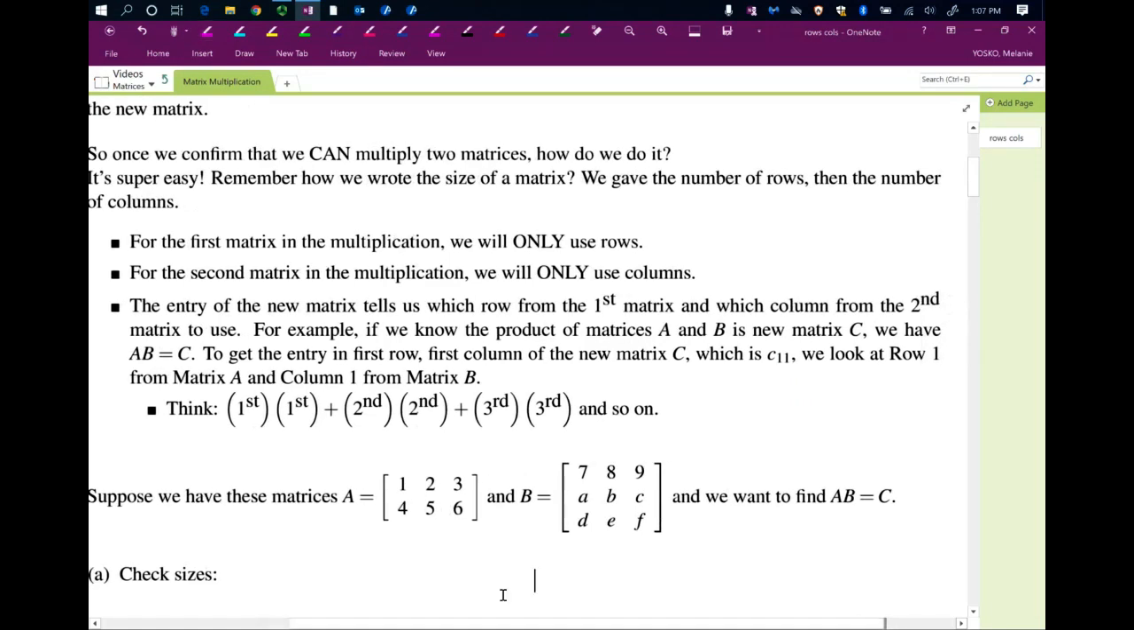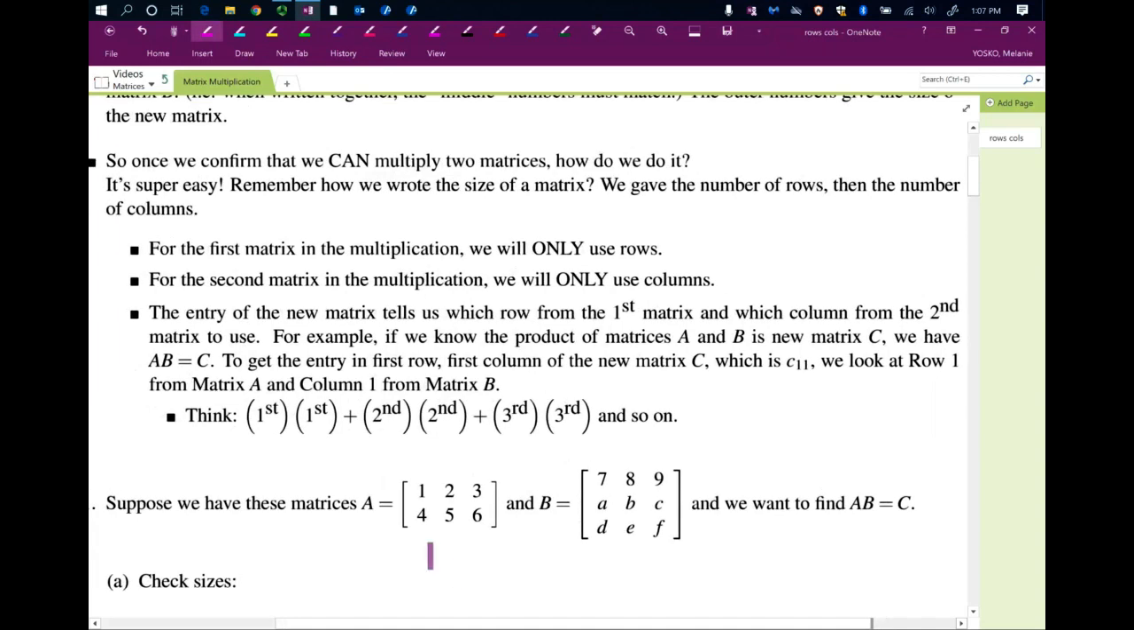So let's try an example. We'll refer back to this as needed. So suppose we have two matrices. A equals 1, 2, 3, 4, 5, 6 is a matrix this way. And B contains 7, 8, 9, A, B, C, D, E, F. And we want to find A times B, which gives us a new matrix, matrix C.